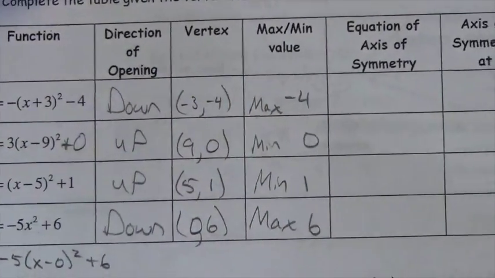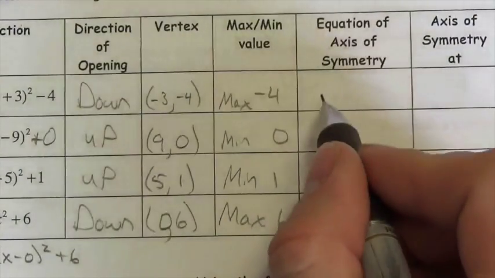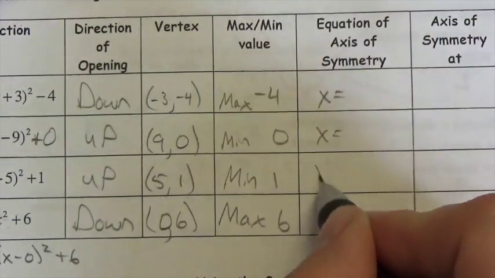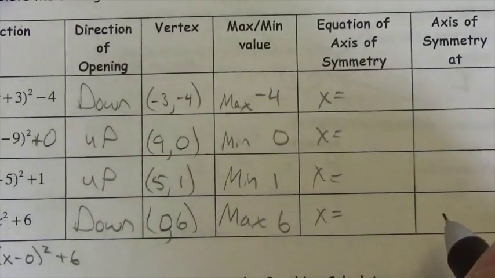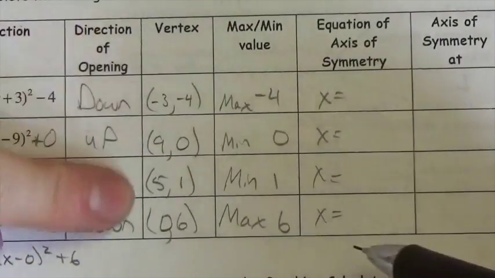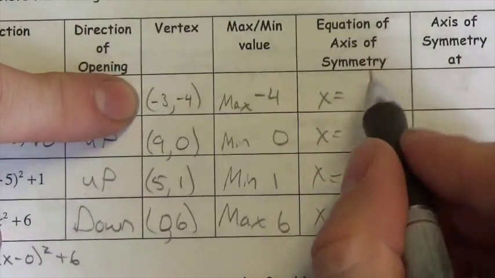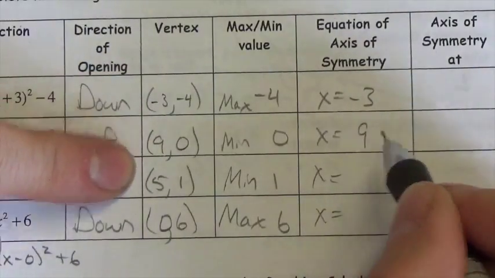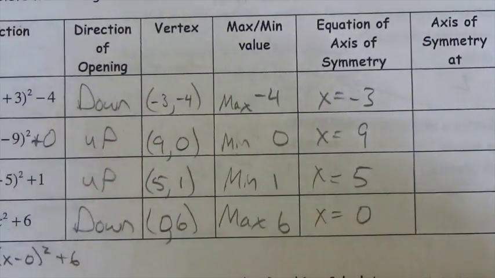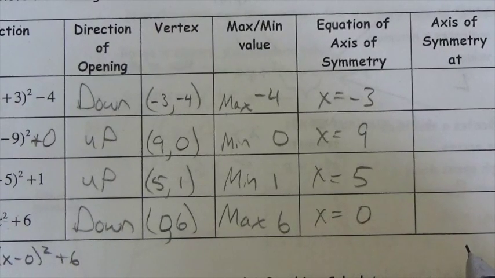Equation of the axis of symmetry. Well, that's pretty straightforward because it's going to be x equals, x equals, x equals, x equals, and we grab those numbers from the x-coordinates of the vertices. So negative 3, 9, 5, and 0. Okay?